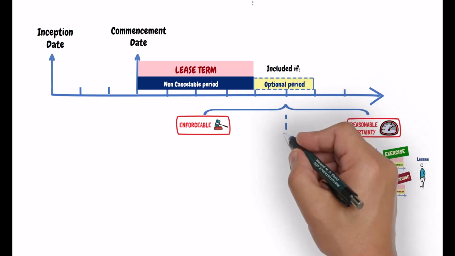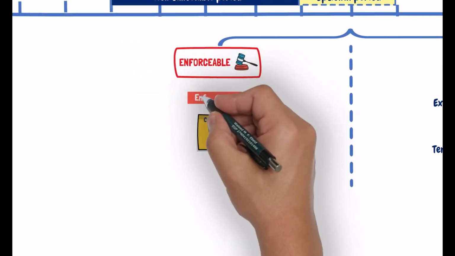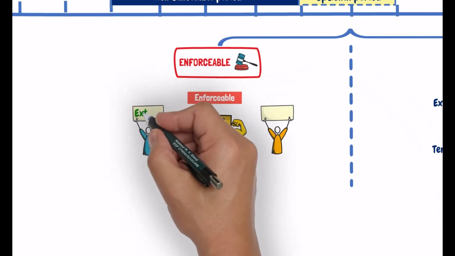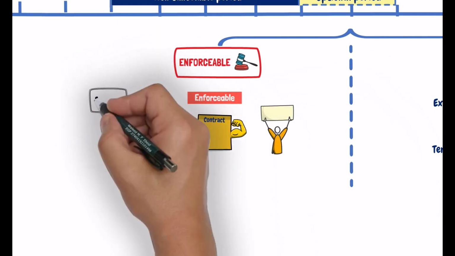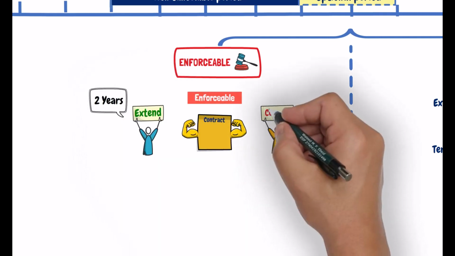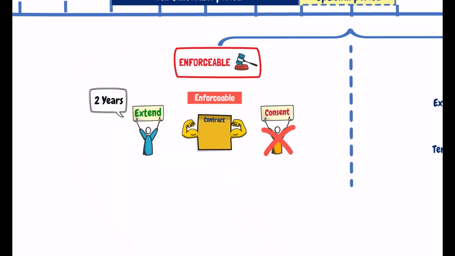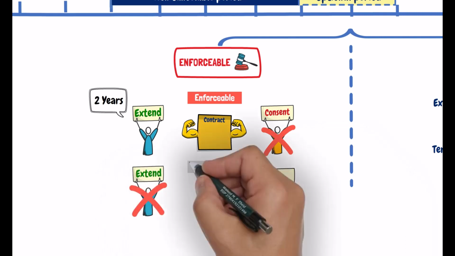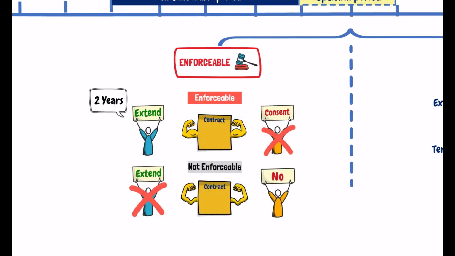Here in this example, the lease contract is enforceable during the additional 2 years of the optional period, because the lessee can extend the contract term for the 2 additional years, and the lessor cannot decline that extension. If the lessor can decline the extension, then the contract is not enforceable during the optional period.